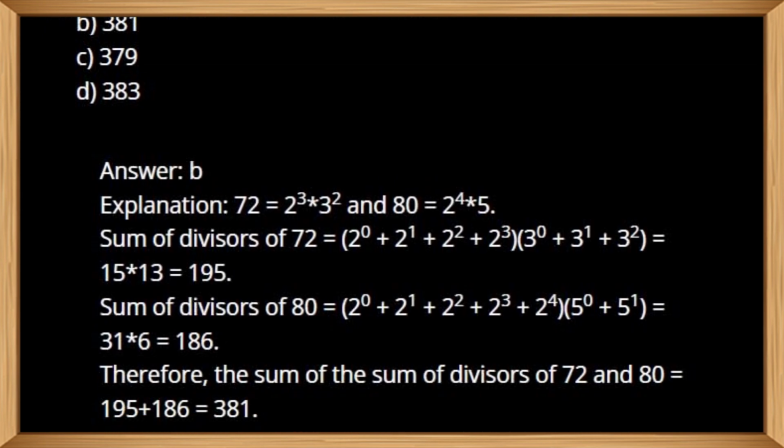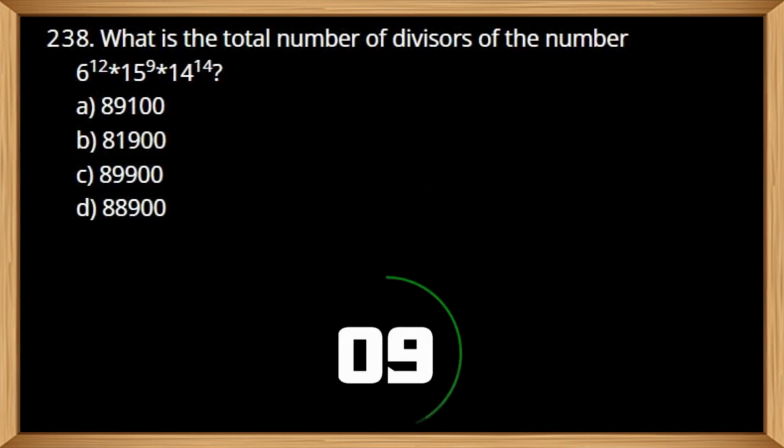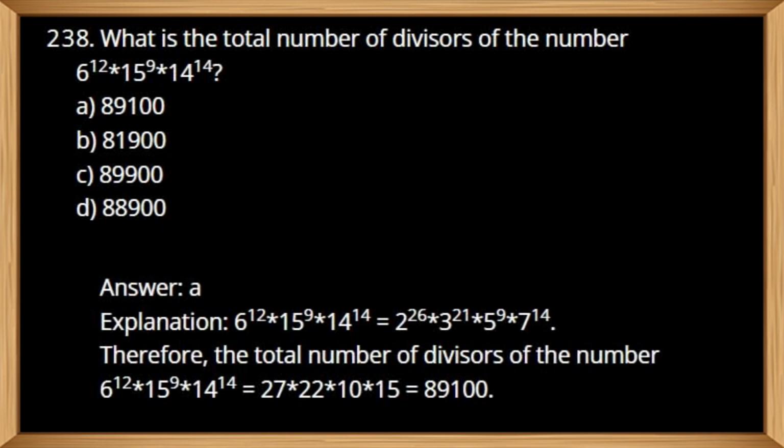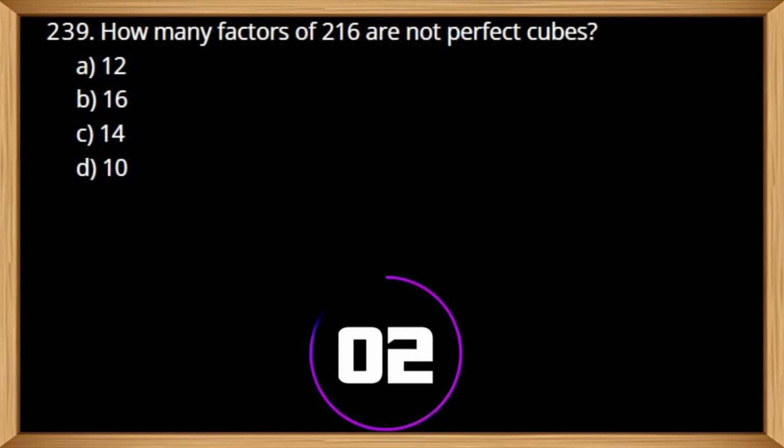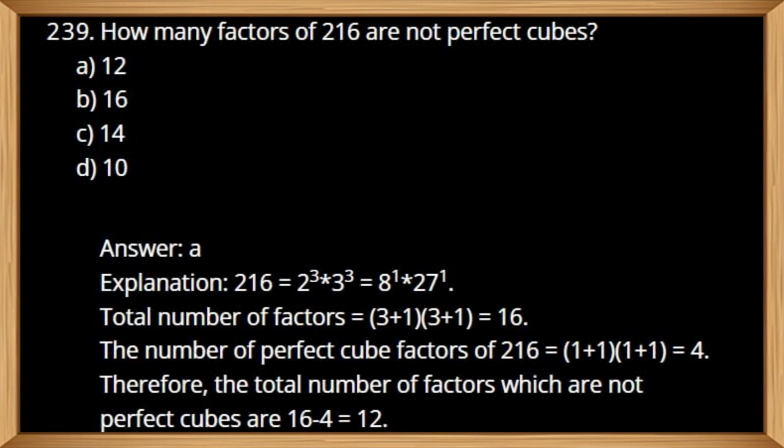What is the total number of divisors of the number 6 power 12 times 15 power 9 times 14 power 14? Option A, 89100. How many factors of 216 are not perfect cubes? Option A, 12.